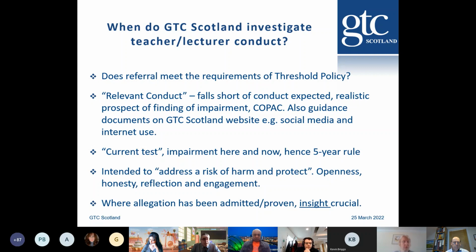Where a mistake has been made, it is therefore vital to be open and honest when engaging with the process and to reflect on what went wrong. Where this happens, there's a greater likelihood of a favourable outcome. And where the allegation has been admitted or proven, insight into what went wrong and how things should be handled differently in future is a crucial element of that reflection.